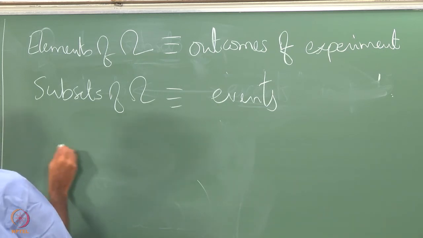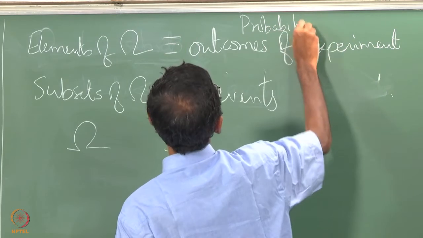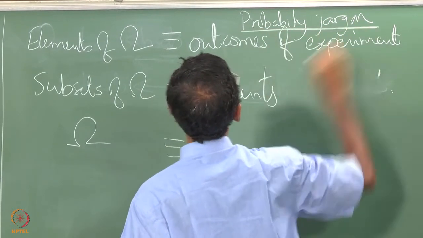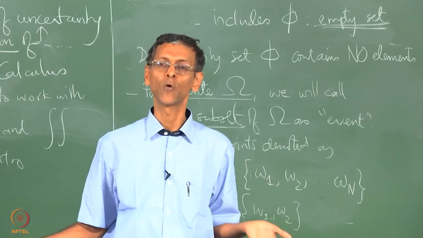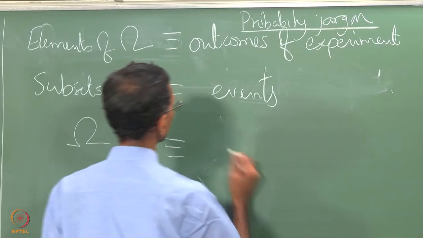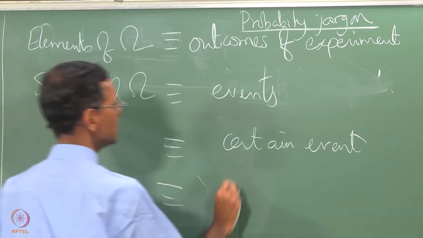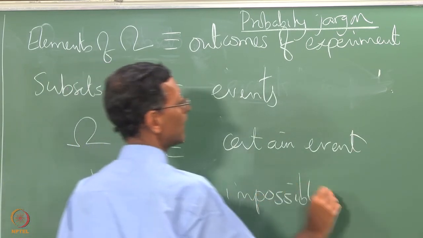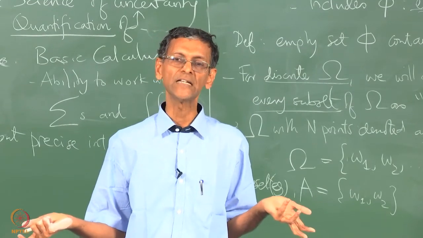In the jargon of probability theory, on the right hand side we will list a few things. What is the probabilistic jargon for omega? It is a certain event which is going to happen no matter what. And phi of course is the impossible event which can never happen. Why is phi called impossible? Because some outcome has to happen, so you can't have any trial of the experiment where nothing happens.